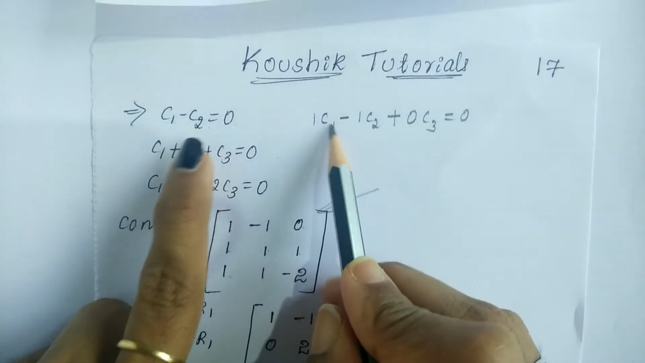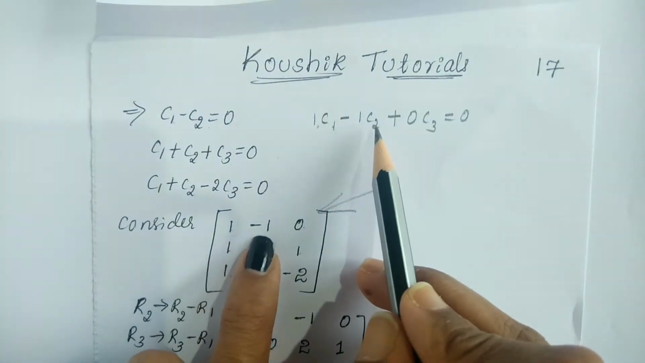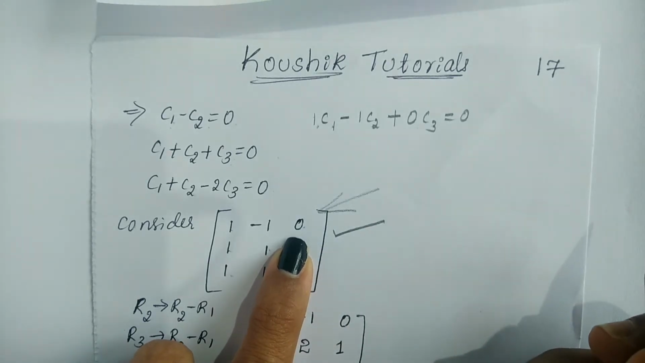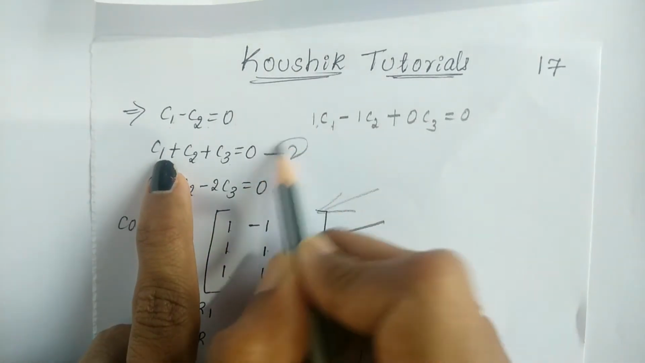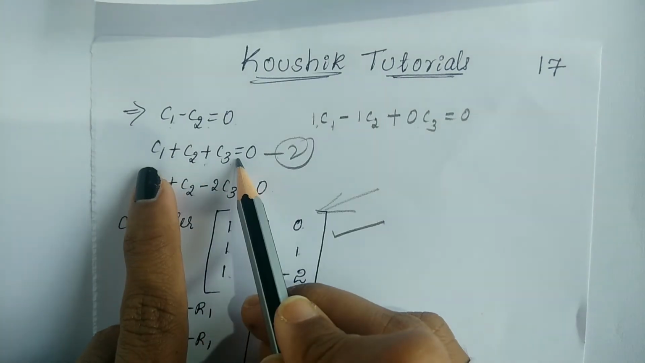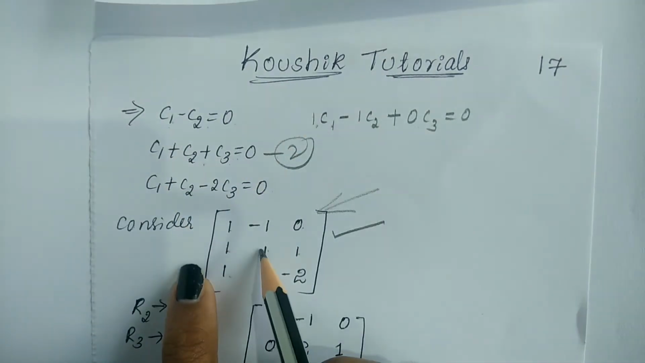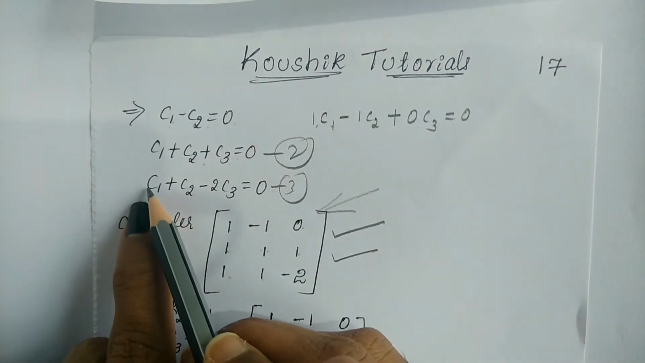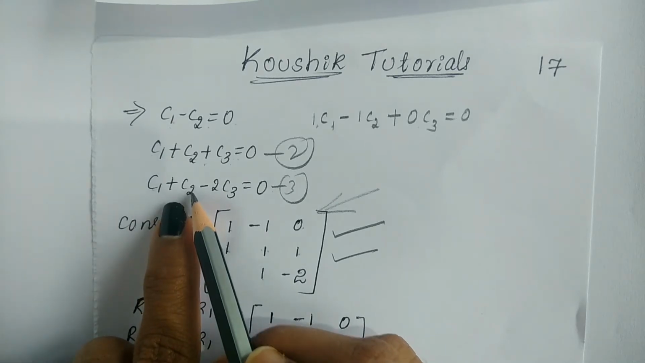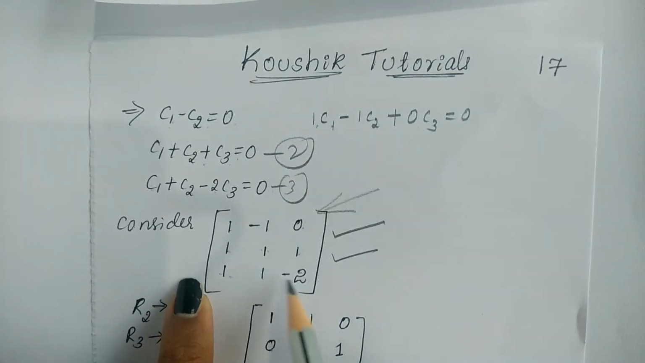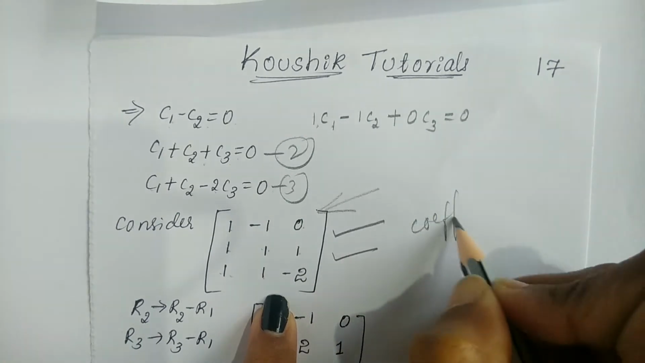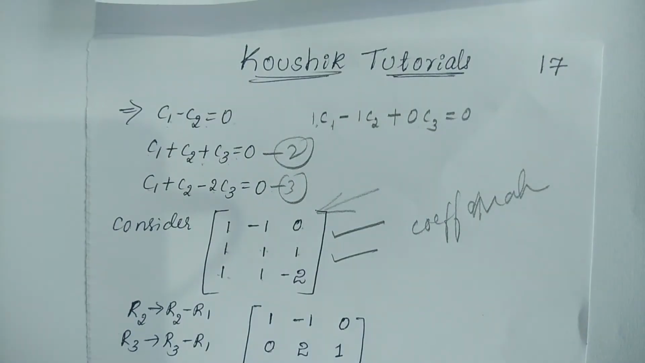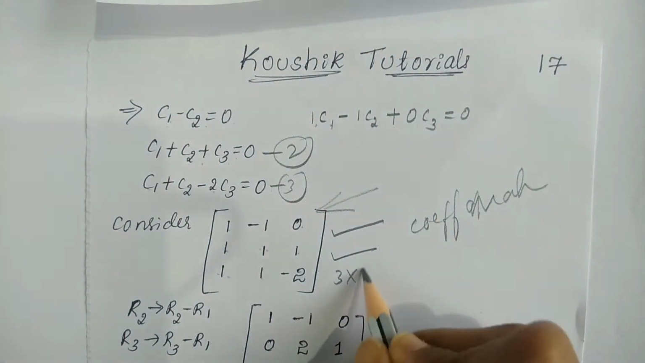So the coefficient of C1 is 1, the coefficient of C2 is minus 1, and the coefficient of C3 is 0. That is the first row. Next, from the second equation, the coefficients of C1, C2, C3 are 1, 1, 1. So the second row is over. From the third equation, the C1 coefficient is 1, the C2 coefficient is 1 and the C3 coefficient is minus 2, so 1, 1, minus 2. This is the coefficient matrix of all the scalars C1, C2, C3. We get a 3 by 3 matrix.